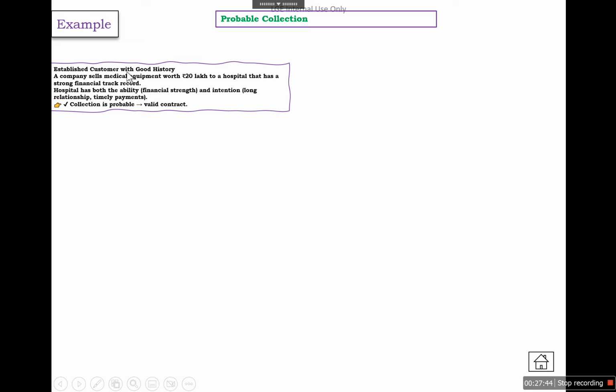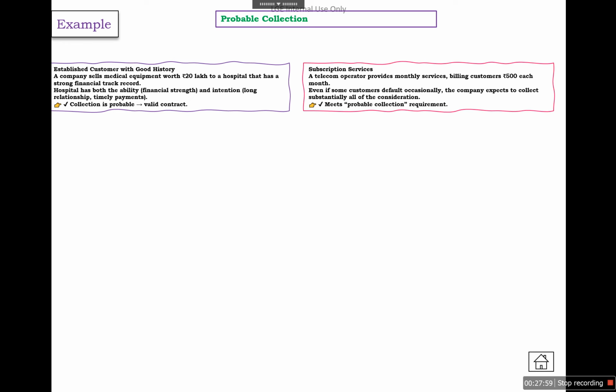Established customer with a good history: a company sells medical equipment worth 20 lakhs to a hospital that has a strong financial track record. The hospital has both the ability and the intention. So it will be regarded as a valid contract and revenue will be recognized. Similarly, a telecom operator provides monthly services and bills customers 500 each. Even if some customers default occasionally, the company expects to collect substantially all of the consideration, so it meets the probable collection requirement.